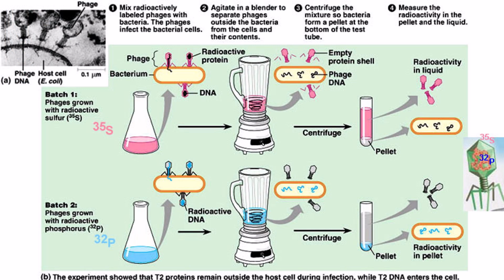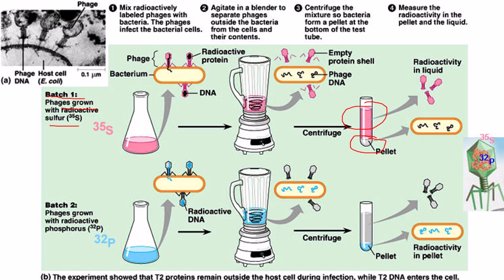Let's have an illustrated explanation for this. So, the blending experiment. In batch 1, we have the phages grown with radioactive sulfur. As we were discussing earlier, this radioactive sulfur labeled the proteins. When the bacteriophages were allowed to infect the bacteria, the protein coat was left outside and the DNA entered. When the blending was done, followed by centrifugation, the radioactivity was found in the supernatant, that is, the proteins, and the bacterial pellets did not have any radioactivity.